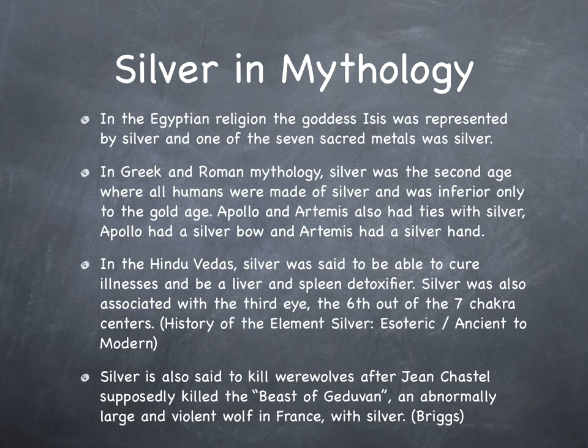In the Hindu Vedas, silver was said to be able to cure illnesses and be a liver and spleen detoxifier. Silver was also associated with the third eye, the 6th out of the 7 chakra centers. Silver is also said to kill werewolves after Jean Castel supposedly killed the Beast of Gévaudan, an abnormally large and violent wolf in France, with silver.